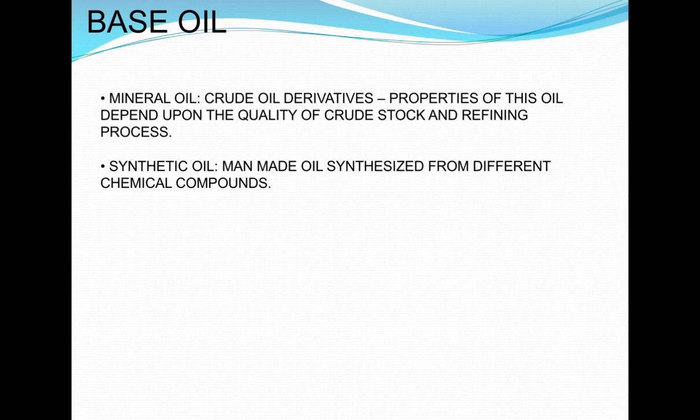If we take an example of viscosity grade 46, if the mineral oil is 100 rupees per liter, the same VG46 synthetic oil cost will be approximately 1000, 10 times more than the mineral oil. And the third type of base oil is the vegetable oil. It is derived from vegetables.